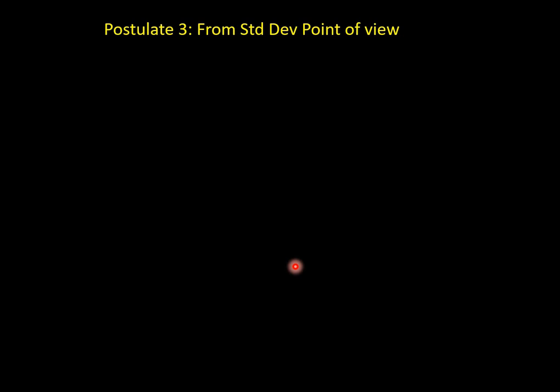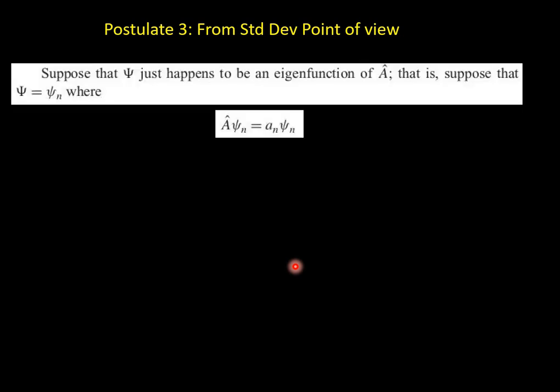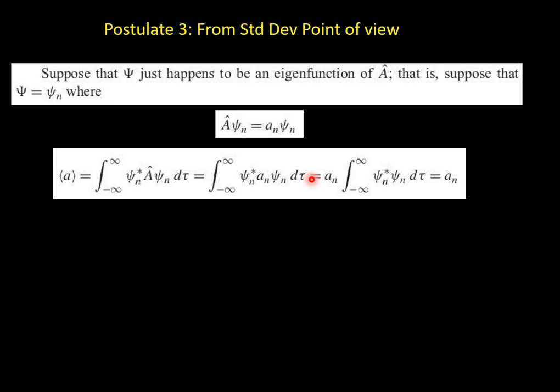Now we can see the same postulate from the standard deviation point of view. Suppose that psi just happens to be an eigenfunction of A. So we can write A psi n equals a n psi n. So there is a set of eigenfunctions and a set of eigenvalues a n. So what we will do? We will take the average of A, right? By the simple definition of averaging, this is the definition: psi n star A psi n, and A psi n is a n psi n. So a n is a value, so it comes out of the integration, leaving psi n star psi n, that is 1. So the final value is a n. So average A is nothing but a n.